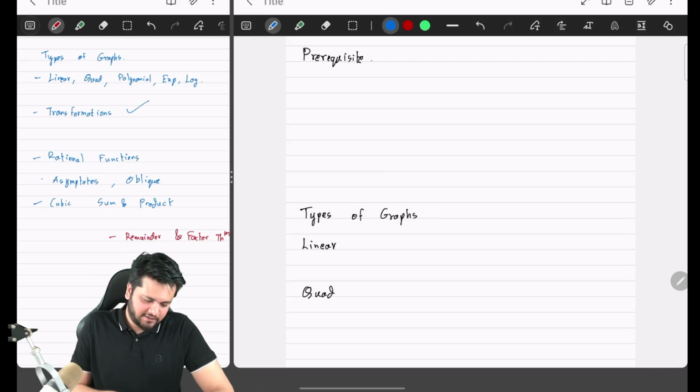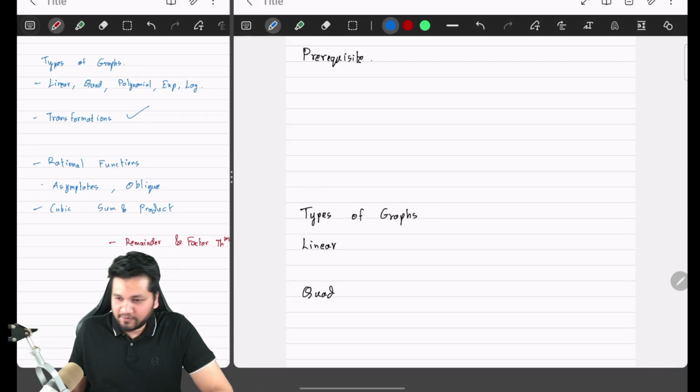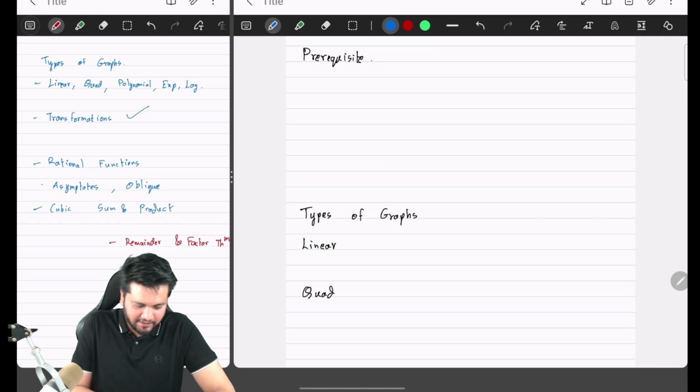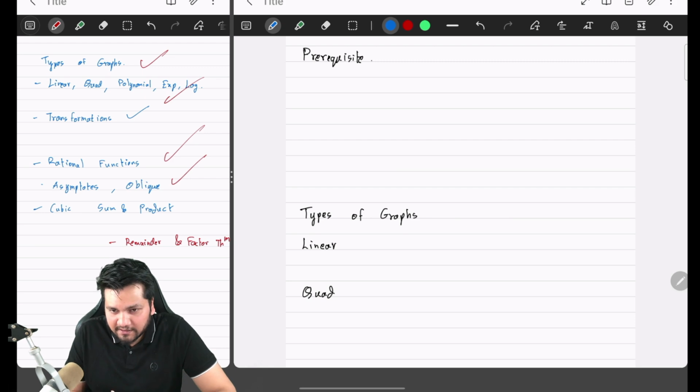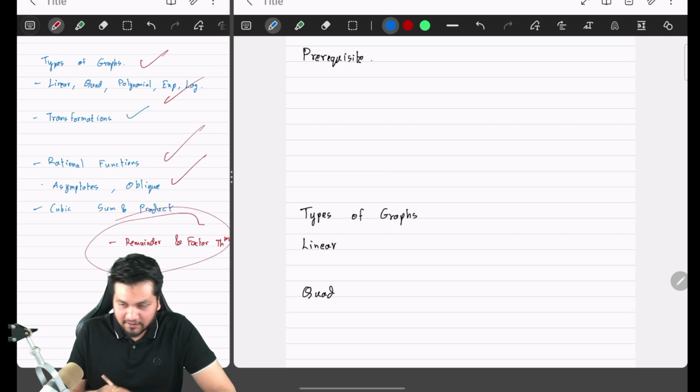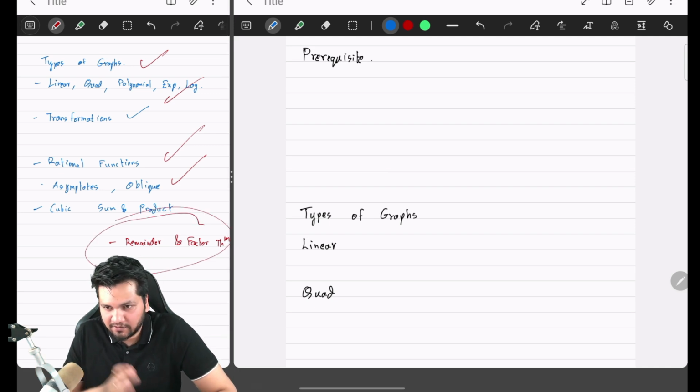Everyone, in this video, we're going to start with the revision of functions. So here we'll have types of graphs: linear, quadratic, polynomial, exponential, log. Then we're going to talk about transformation, rational functions, asymptotes, and then cubic sum and product. And then we are going to cover the remainder and factor theorem, which will be the last topic, and that's going to be based on AHL.